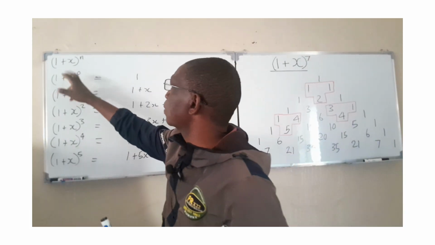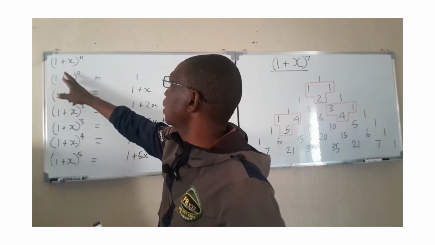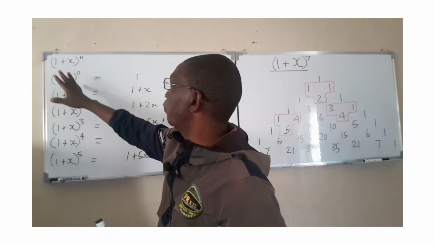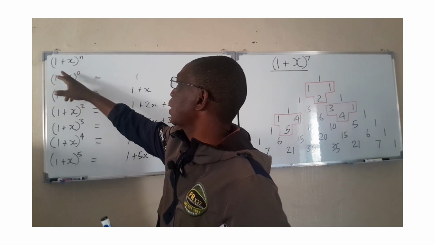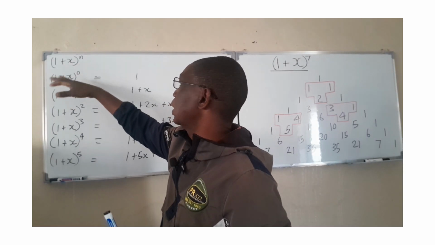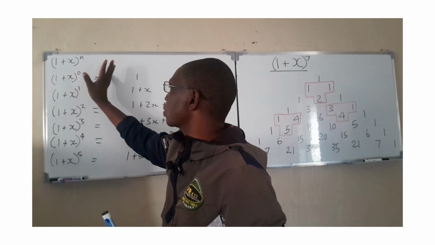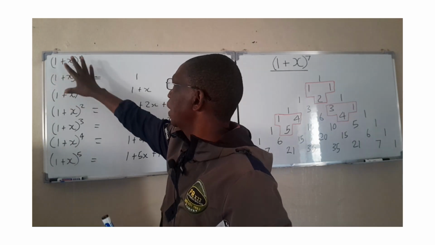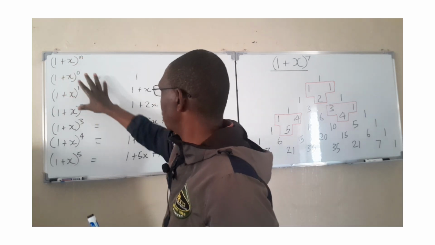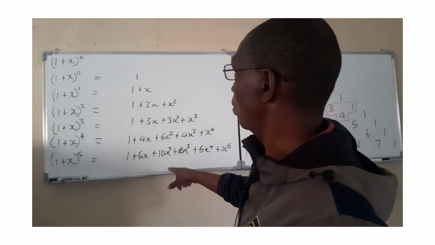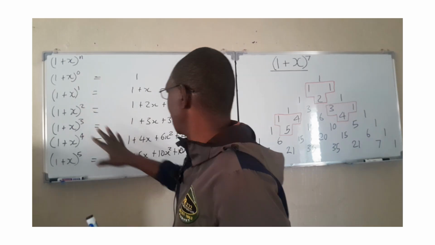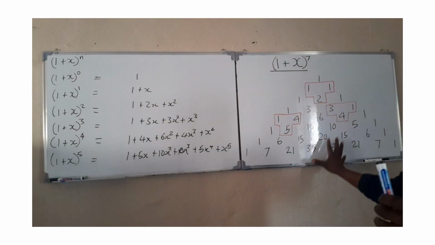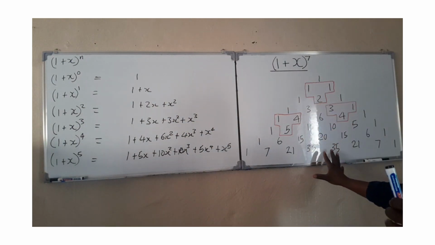Remember, a binomial expression is really a difference or sum of two terms. Here it is 1 plus x. It could have been 2 plus 3x squared. It could have been a plus x. It's still a binomial. And given that binomial, you can find the coefficients of any power of the binomial provided you construct this triangle here.